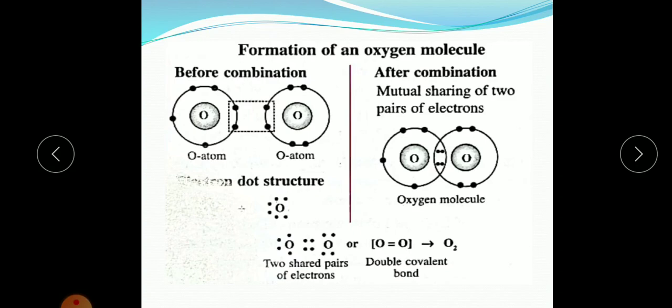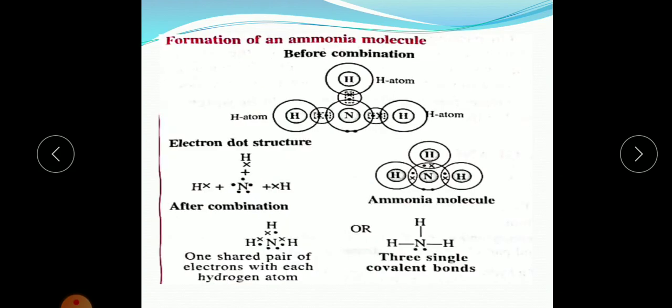And since we are sharing 2 electrons, it will give rise to a double bond. So this is the electron dot structure of the oxygen molecule. 6 electrons on each atom, and these 2 electron pairs are shared with each other. That will give rise to a double bond. Whereas the electrons which do not form a bond will remain on the oxygen atom only, and they are called lone pairs of electrons. So this will form a double covalent bond.